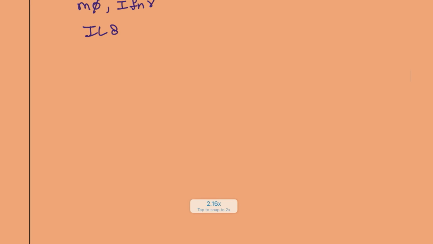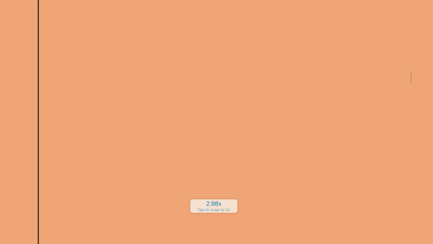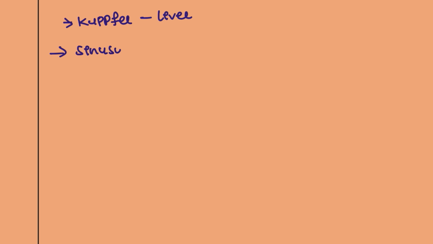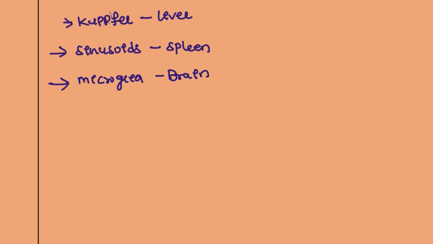Next, I also want you to remember the different types of cells. For example, Kupffer cell. Where is this Kupffer cell seen? This is seen in the liver. Next, sinusoid cells are seen in the spleen. Next, other important cells, such as in the brain. What does the brain contain? Microglia. These are present in the brain. Brain structures will consist of the microglia.